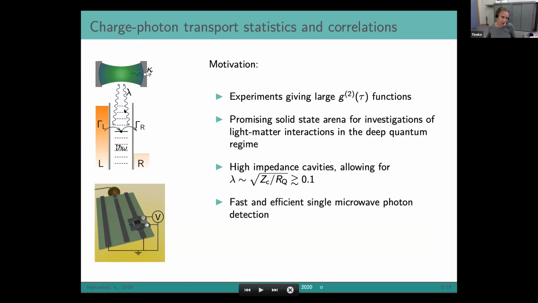Circuit QED systems are systems where you have some superconducting cavity and you have something in it made of matter, and you have light-matter interaction. Peter had been working on this for a while when I joined the group, and he was in contact with the people in Zurich, who had experiments giving very large G2 factors when measuring photons coming out of the cavity, which got us interested in why they get these large G2 functions. Apart from that, these systems are interesting because they are very well controlled in general, so they are a test bed for investigating light-matter interaction.